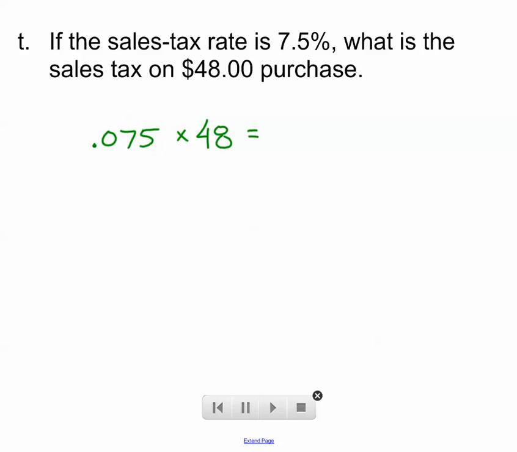You know, I knew what 75% was as a fraction pretty quickly. I knew it was 3/4. 7.5%, that's a little tougher. Okay, I'll grab my calculator. I'll type 0.075 times 48. I'll get $3.60. So the sales tax on this $48 purchase is $3.60 if the sales tax is 7.5%. In Michigan, it's only 6%, so it's going to be less than that.